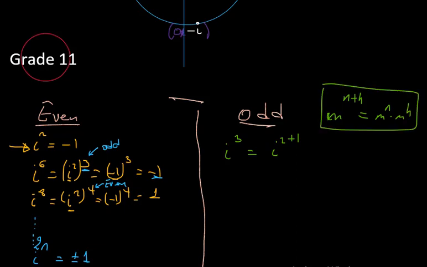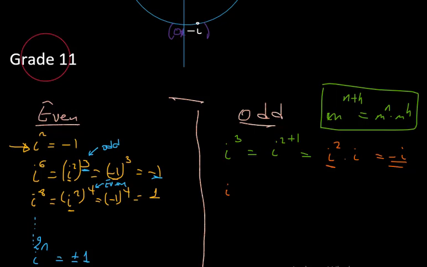Okay, just keep this in mind. Let's apply it here. This is the same as i to the power of 2 times i to the power of 1. As you know, i squared is the same as -1. That leads to -1 times i, negative i. Okay, let's go to another odd power.